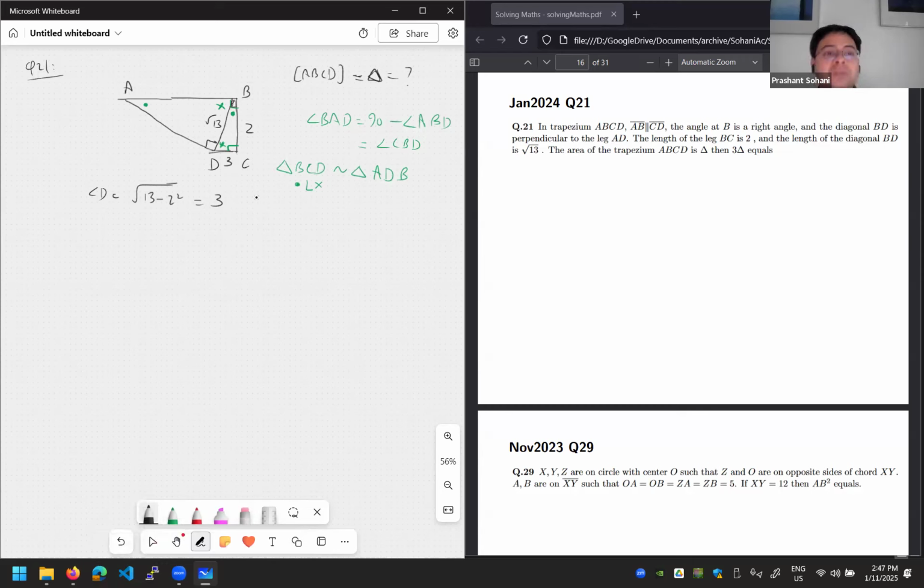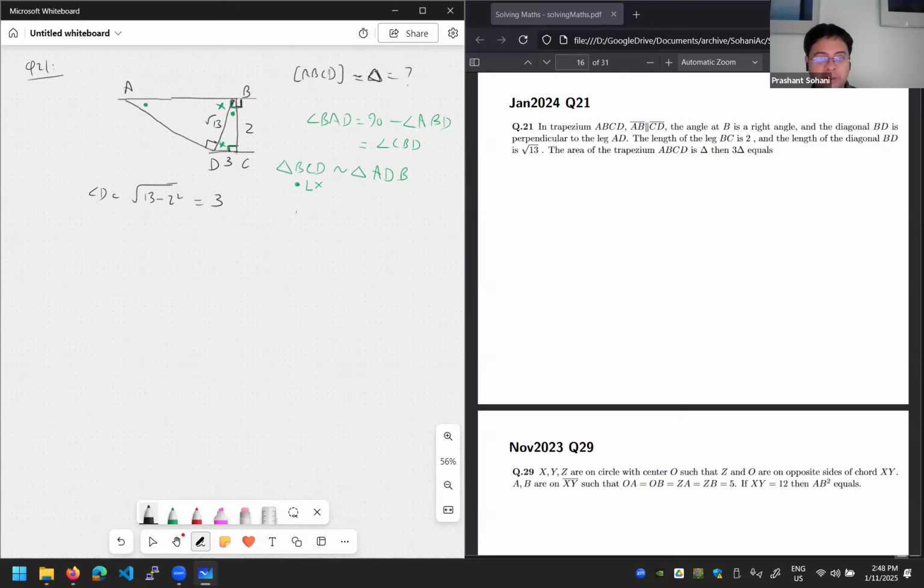Yes, Prasanna? Sir, we have not given that angle DCB is right angle. No, but we are given that AB is parallel to CD, right? And so if this angle is 90 degrees, because of alternate angles, this will also be 90 degrees, right? Yes, yes, sir. Okay.